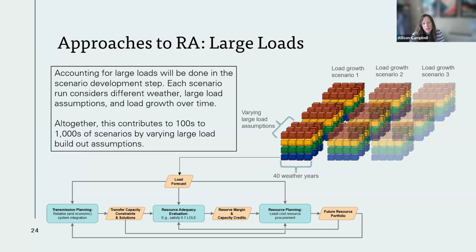But in general, with resource adequacy, we incorporate a slew of dimensions. I've only included here 40 weather years. I have some dimensionality for maybe different stages of your capacity expansion. That's the different colors in here. And then different load growth scenarios. So imagining that your basic load will grow in different ways, but then perhaps you also want to vary your large load assumptions. That varying of the large load assumption is just another scenario you want to look at. So each of these scenario runs will consider different weather, large load assumptions, and load growth over time.